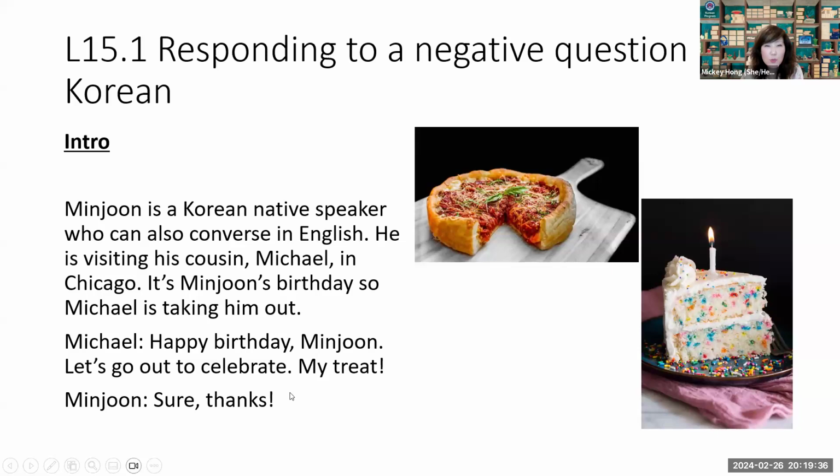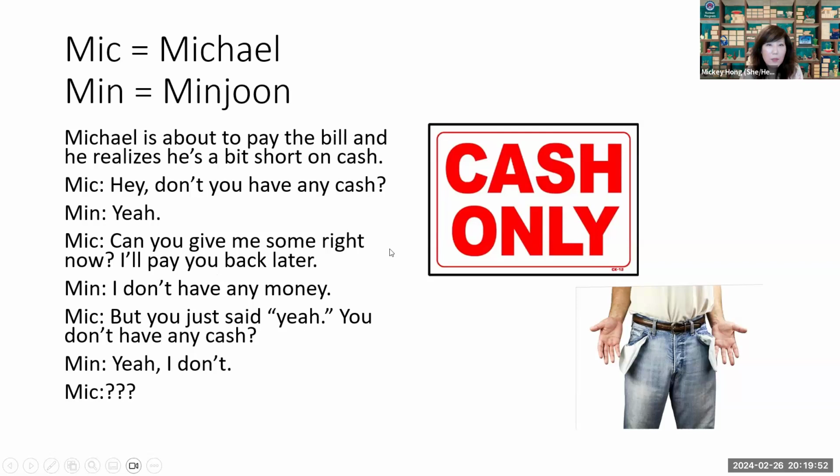Michael says, "Happy birthday, Minjun. Let's go out to celebrate. My treat." Minjun says, "Sure, thanks." So they go out, and Michael is about to pay the bill, and he realizes he's a bit short on cash. Michael says, "Hey, don't you have any cash?" Min says, "Yeah." Michael says, "Can you give me some right now? I'll pay you back later."